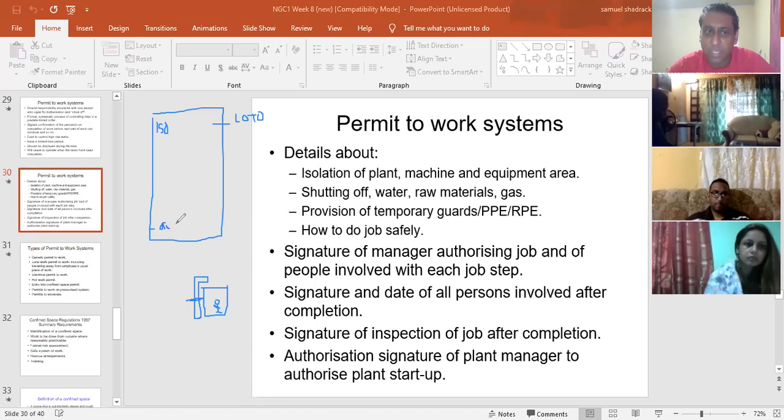So it's only if this person signs the permit that the job could go on. That's what you mean by authorization, right? Signature of managers authorizing the job. Signature and date of all persons. You think you get the idea?